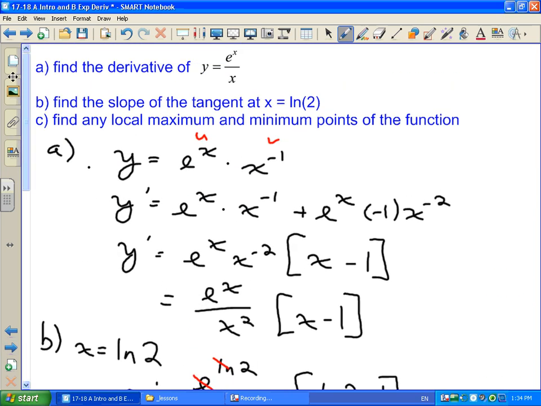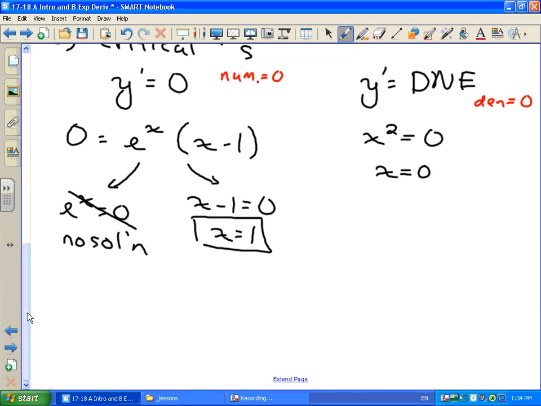Original function is y equals e to the x over x. If we put in x equals 0, what happens? It does not exist. So this point, even though it looks like it's a critical number, it's not in the domain of the function. Okay? So there's a vertical asymptote for this function at x equals 0. If we were setting up an interval table and we were looking for the intervals of increase and decrease, we would use this as one of our critical numbers in our interval table.